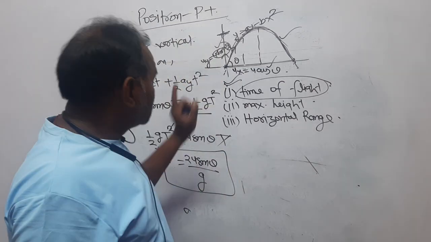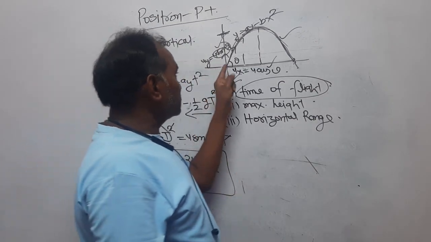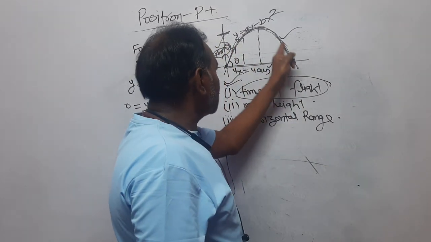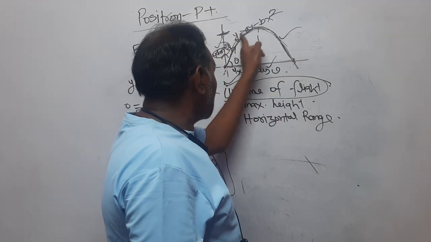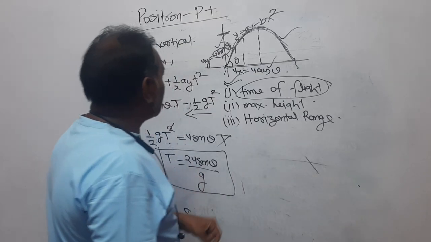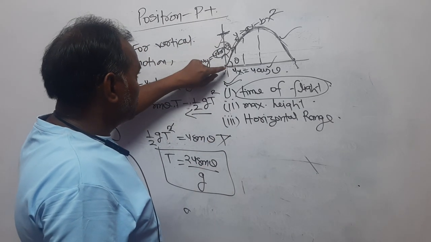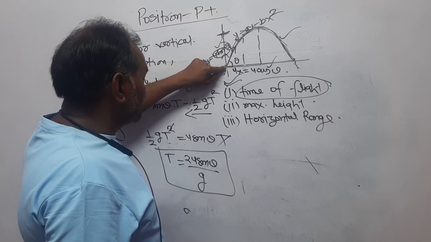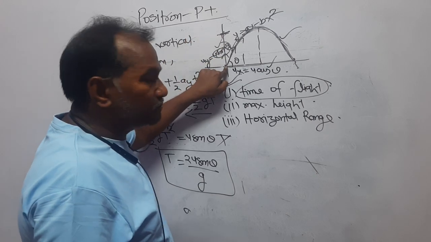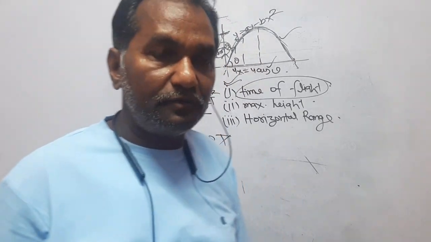This means in this time, the body will travel from here to here on the x-axis. On the curved path, it will travel from here following this path and come to here. In the meantime, in the vertical position, the body will begin its motion from here, go to maximum height, and then return back to here. This is the time of flight.